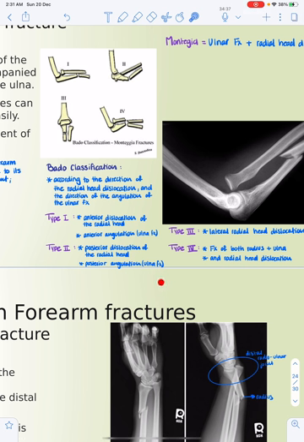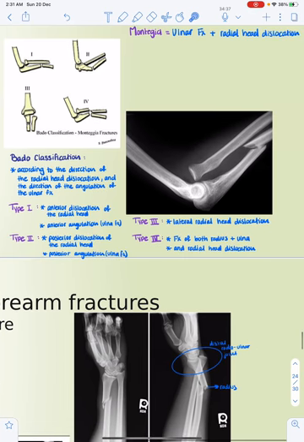If type 1 was anterior and type 2 was posterior, what would type 3 be? It would be any kind of ulnar fracture with lateral radial head dislocation. Anterior is 1, posterior is 2, lateral is 3. The last one is type 4, and each type is always worse than the previous one, right? So type 4 is the worst of all: fracture of both the radius and the ulna, and there will be radial head dislocation as well.